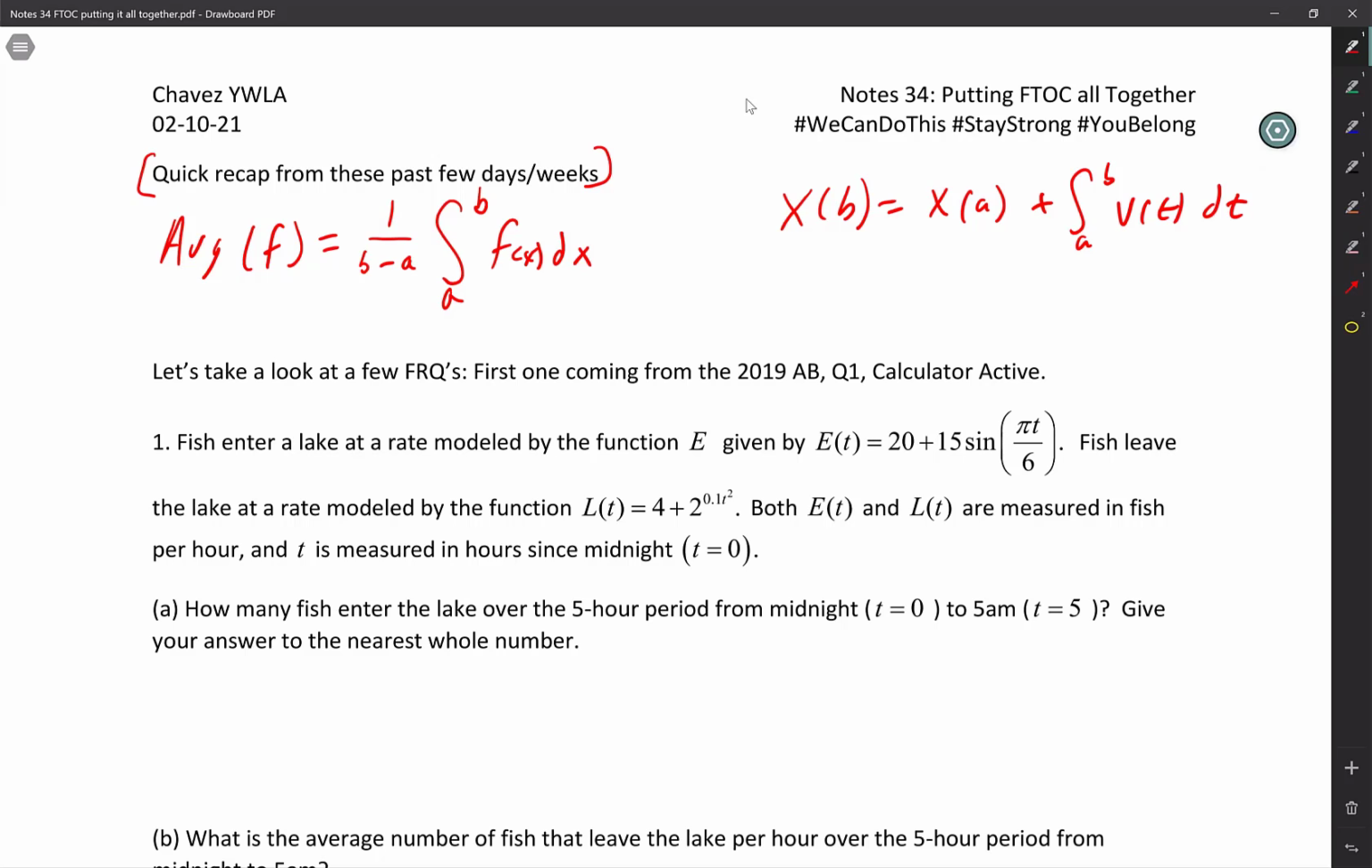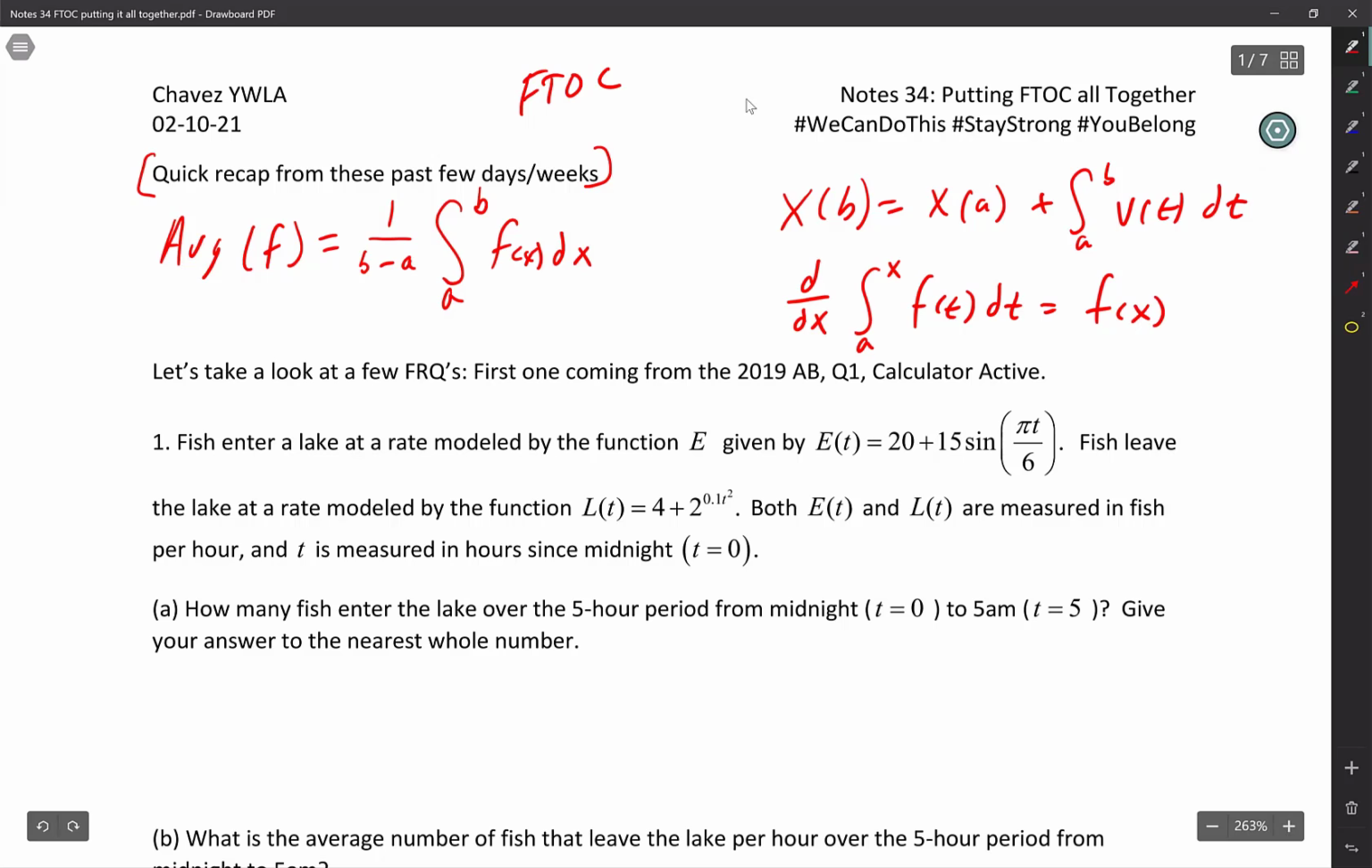And then, of course, there's FTOC, the fundamental theorem of calculus, where we said the derivative of an integral from some constant to x of f of t dt is nothing more than just f of x. And then the fundamental theorem part two, where it's just upper minus lower. And now we're going to put all that to good use. So we're going to try and see if we can figure this out. Don't be scared, guys. This is the first time that we are viewing all of this in extreme. We're pretty much putting it all together.